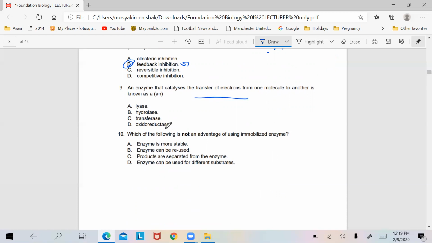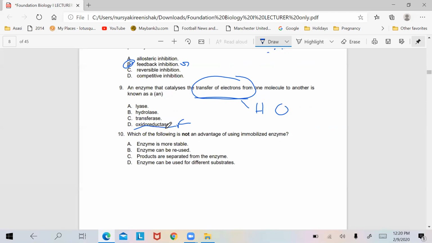As you know, there are six classes of enzyme based on how the enzyme catalyzes the reaction. In this case it is transfer of electrons. So if the reaction involves transfer of electrons or protons or oxygen, that involves an oxidoreductase enzyme. It involves an oxidation-reduction reaction, or redox reaction. So this enzyme falls under the group of oxidoreductase.